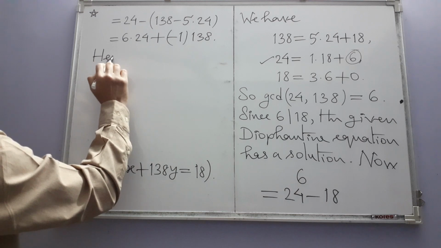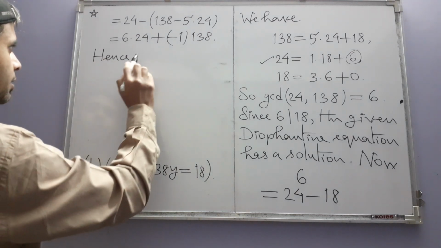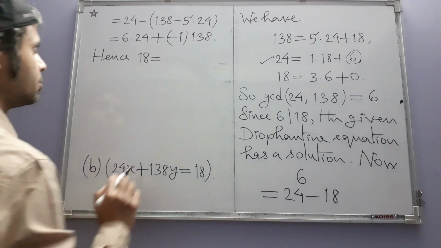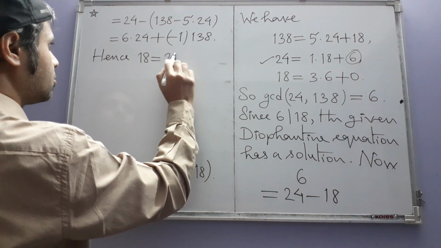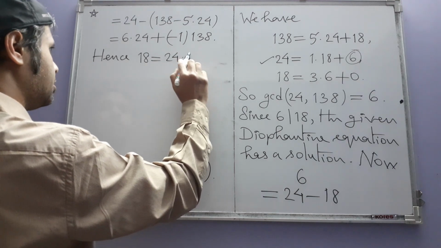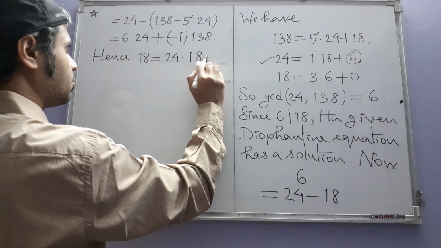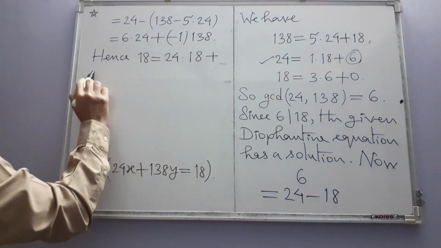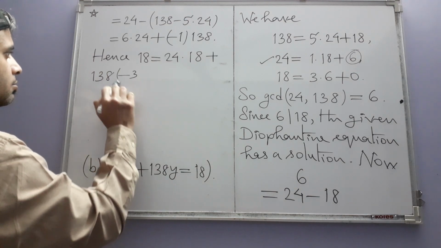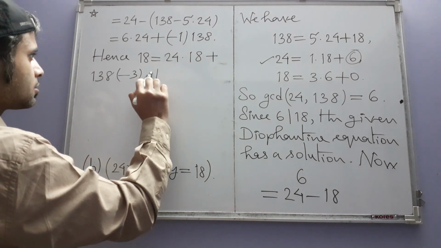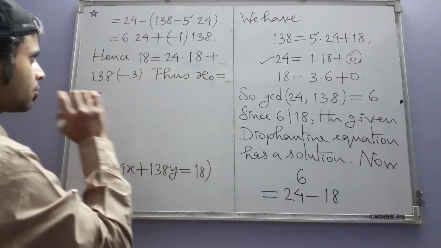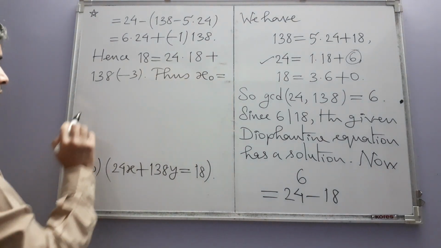Hence, doing that we get 18 equal to 24 times 3. So that means 18 again, plus 138 times minus 3. Thus x naught equal to 18.